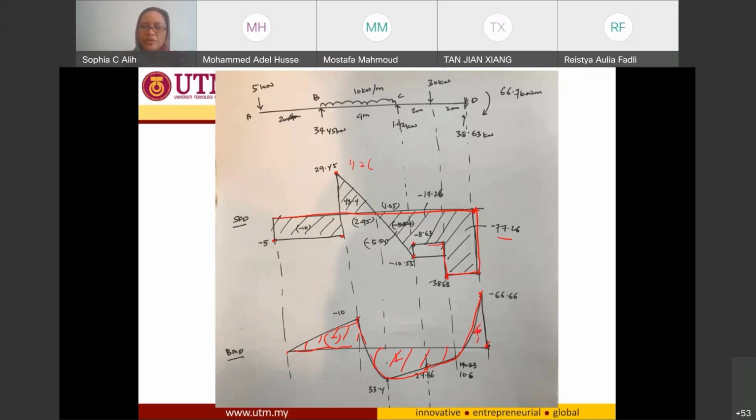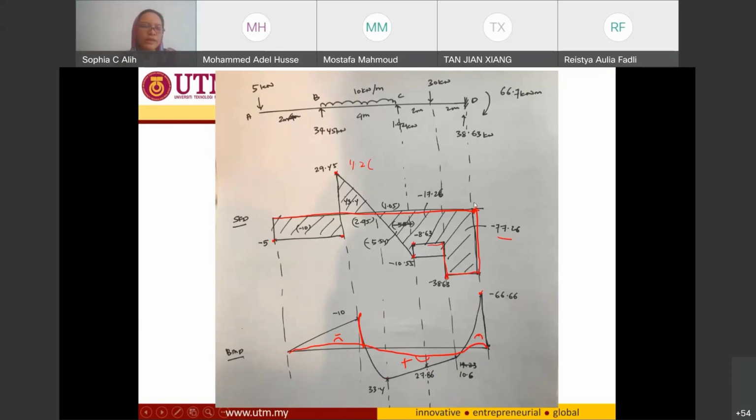So if I want to draw the deflected shape of my beam, I just need to refer back which one is positive, which one is negative. Okay, so this one is a negative, this one is a positive, this one is a negative. So negative is a sad face, positive is a smiley face, negative is a sad face. So if I want to draw the deflected shape, it's going to be deflected a little bit up here. That is like that. Okay, so that's my deflected shape of my beam.